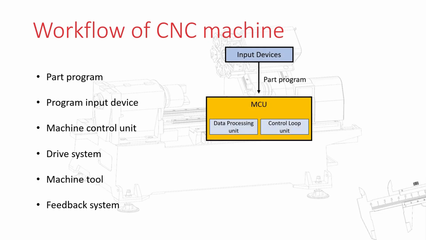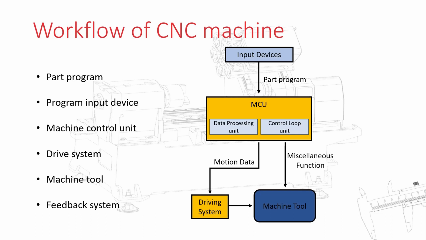In MCU, all the data processed takes place, and according to the program prepared, it prepares all the motion commands and sends it to the driving system. The drive system works as the motion commands are sent by MCU. Drive system controls the motion and velocity of the machine tool. Feedback system records the position and velocity measurement of the machine tool, and sends a feedback signal to the MCU.